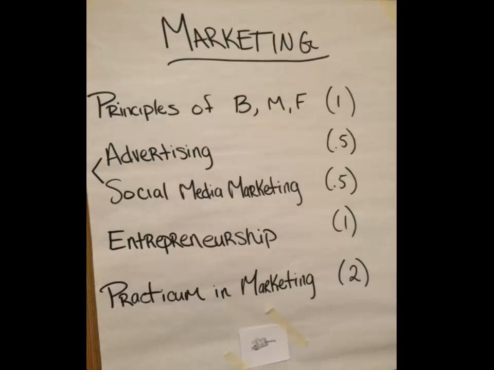Okay, marketing. This one was tough for us because we all were coming from very different schools. So the dual credit and the articulated credit, we felt for our specific areas was a little more challenging. But we started off the marketing endorsement with principles of business, marketing, and finance, and paired advertising and social media marketing together for that second credit. Moved on to entrepreneurship and ended in practicum.